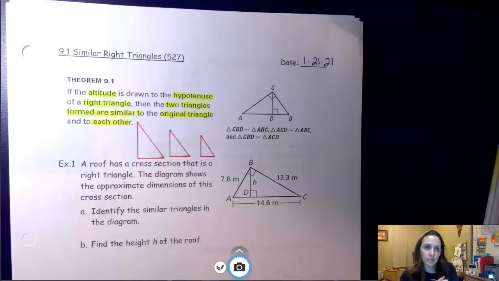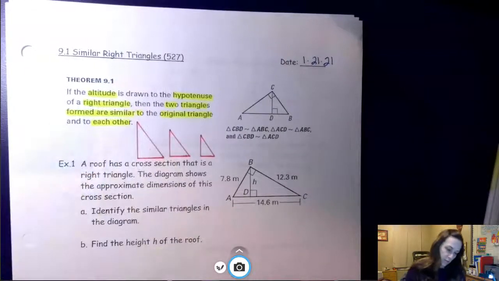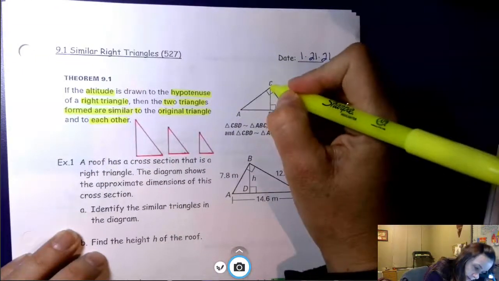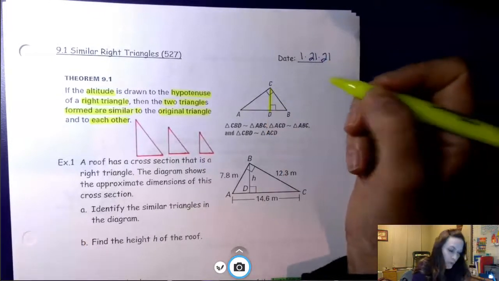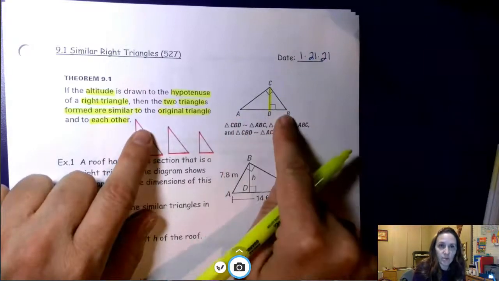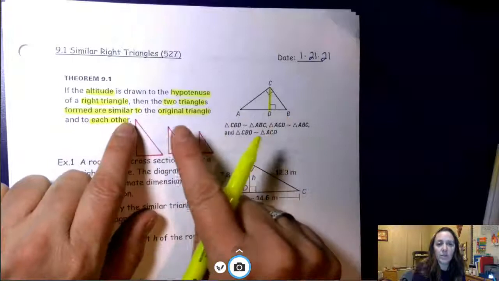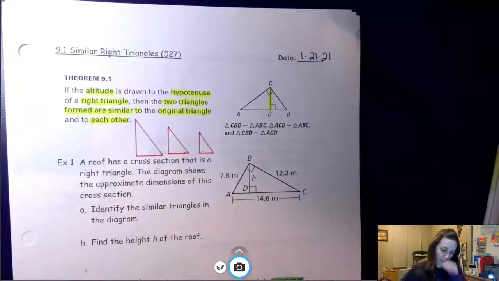If the altitude is drawn to the hypotenuse. So right here, we have a right triangle. There is an altitude being drawn to the hypotenuse. When I do that, it is going to create two more right triangles. Those two right triangles are going to be similar to the original and to each other. So now all three triangles are similar.